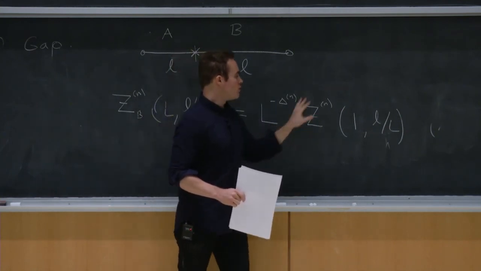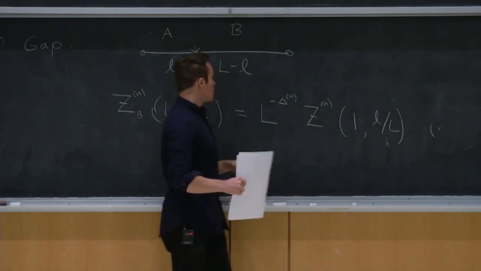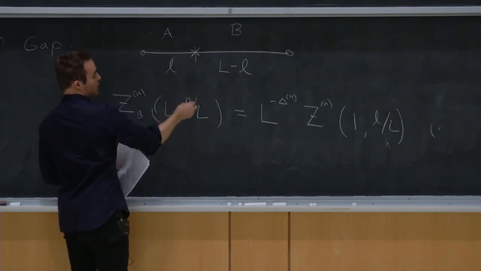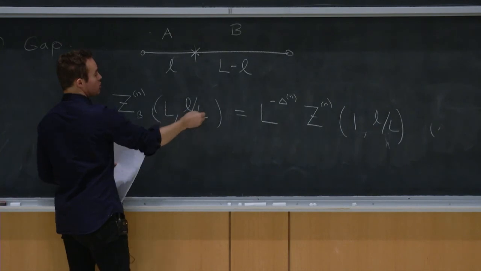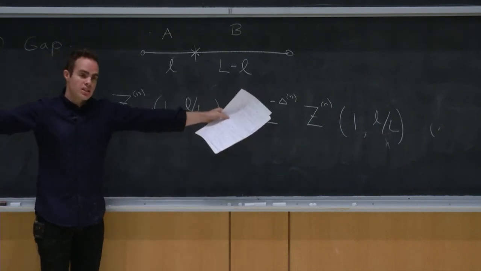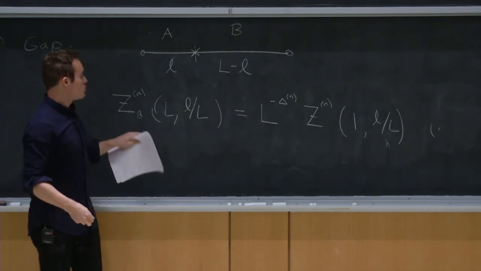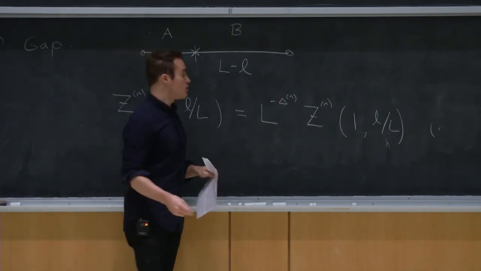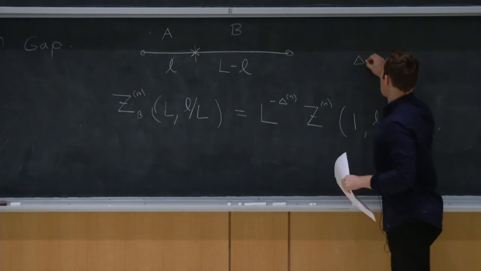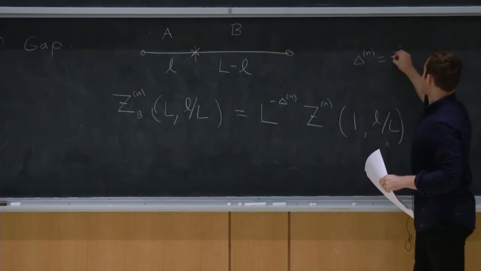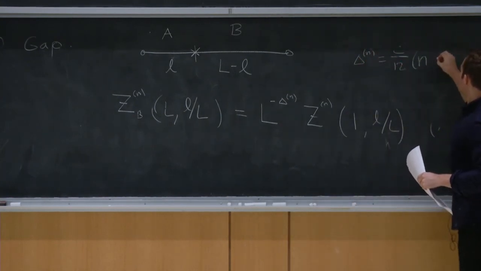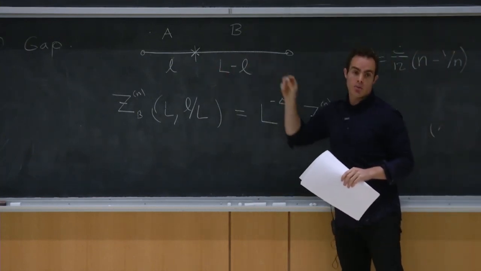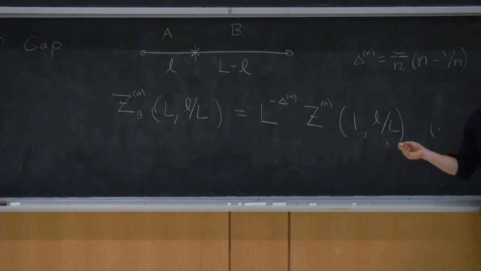So even if you don't know how to compute this thing, it immediately tells you that if you fix where you do the entanglement cut to be some particular ratio of little l over big L, and then take the system size to be bigger and bigger, and compute that entanglement, you're going to see it follow a power law with this exponent delta_n. And as I said, delta_n is equal to c over 12 times (n minus 1 over n). So by looking at the scaling of the entanglement here, you can extract the central charge.